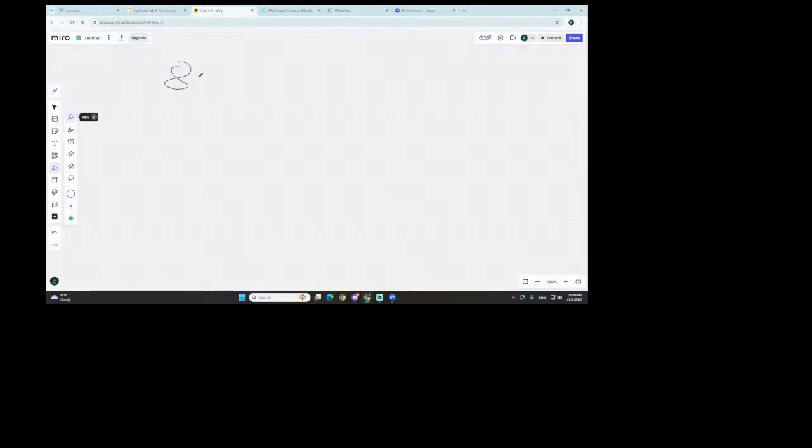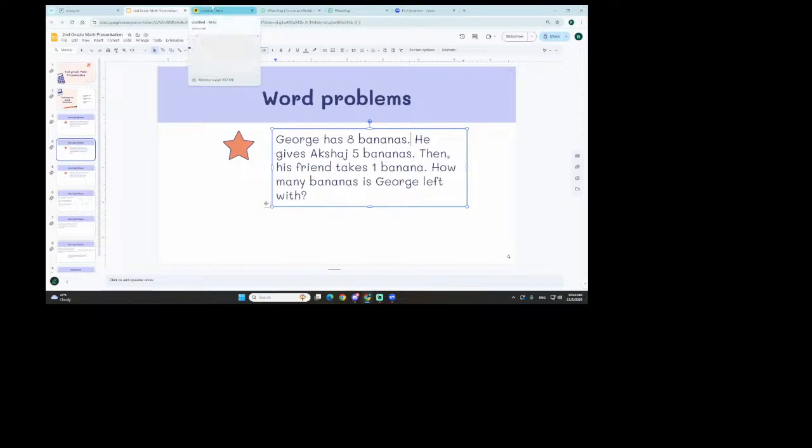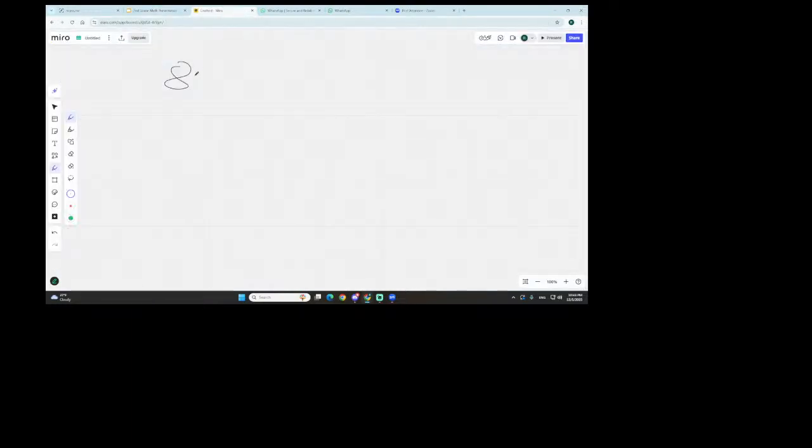But he has 8 bananas. So let's start with those 8 bananas. And he gives Akshaj 5 bananas, so we're subtracting 5. Now, if you don't know how to do the single digit subtraction, that's okay. We can just do a number line. And then we can do minus 1, minus 1, minus 1, minus 1, minus 1. So since we're subtracting 5, we do 5 minus 1s and we count backwards. 8 to 7, 6, 5, 4, 3. So that's how we can do the single digit subtraction. So 8 minus 5 equals 3.